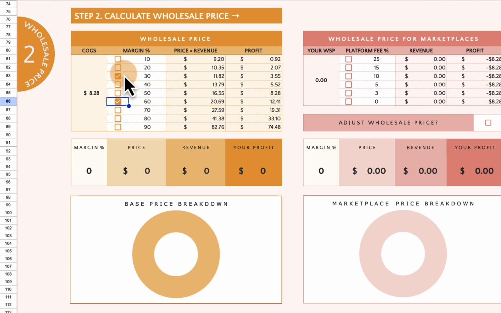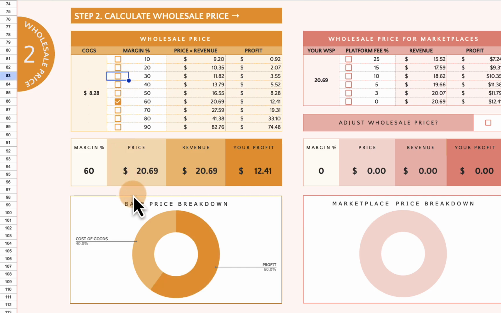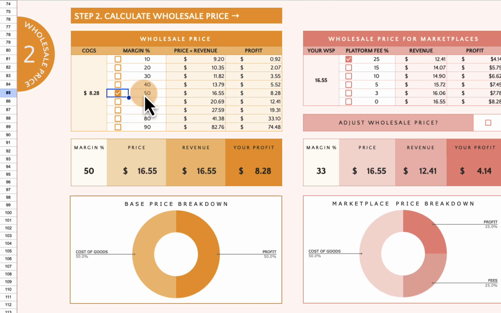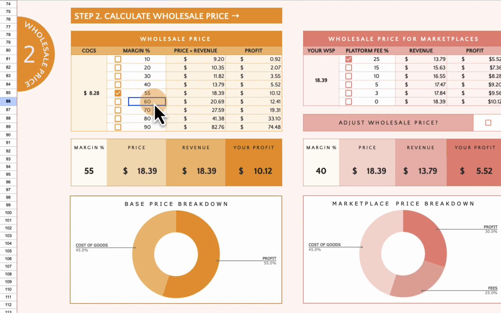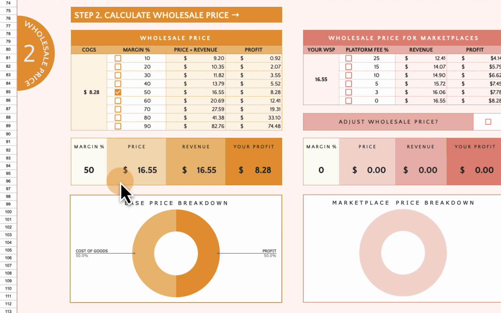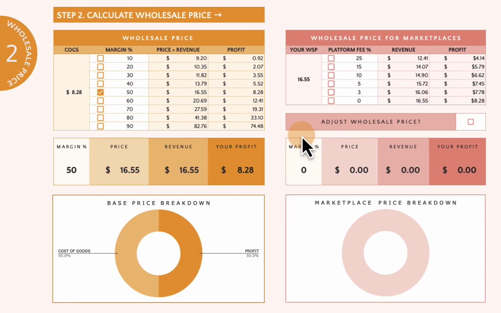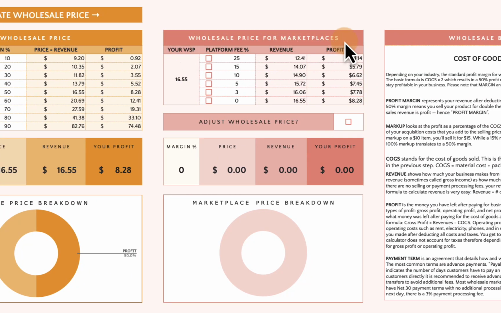Keep in mind that only one checkbox has to be selected. You will see zeros if you click on 2 or more. Also, you have an option to adjust profit margins. Let's say you want 55% instead of 50, or let's make it even 83. Numbers will adjust automatically. Once you have your base wholesale price in place, you can calculate price for wholesale marketplaces.